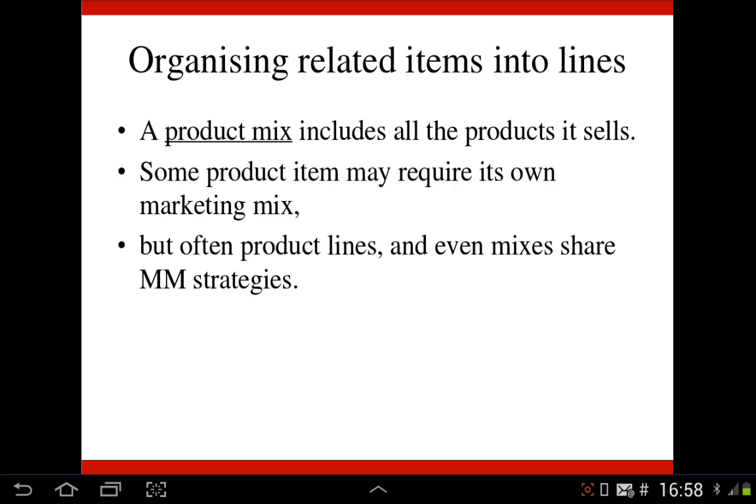They won't have individual adverts for that, and they won't have individual prices. They'll have one advert for Head & Shoulders, one type of packaging for Head & Shoulders products and one type of price range, because that's all part of the same product line. But sometimes even whole product mixes can share marketing strategies, and it depends on the company what they will decide to do.